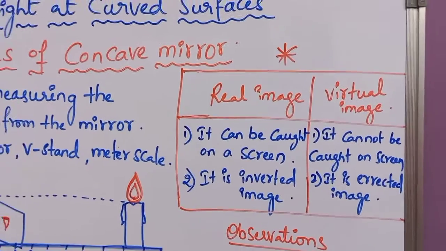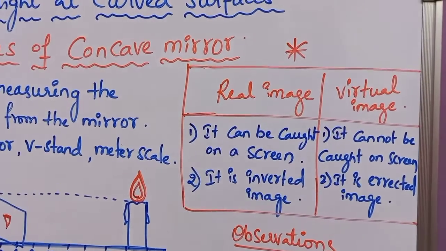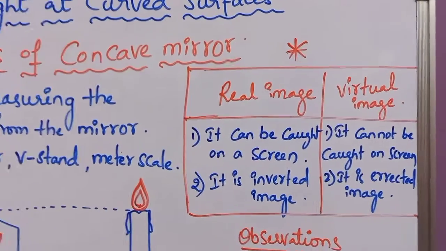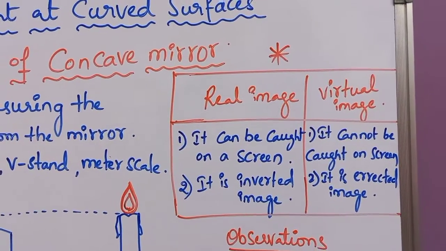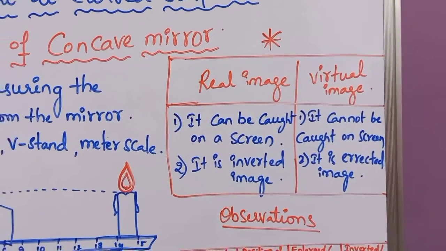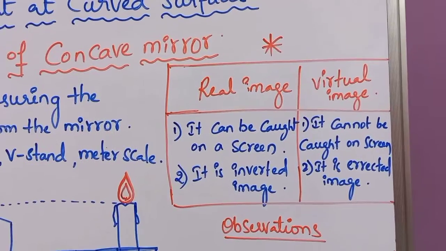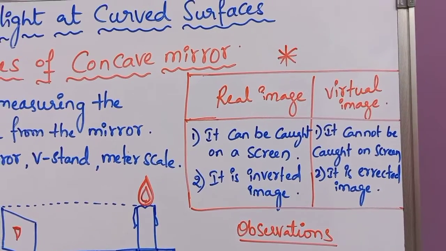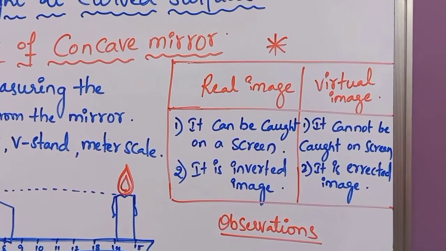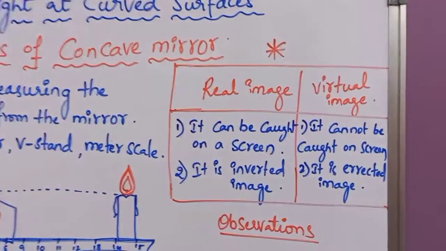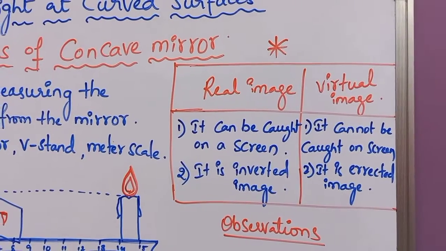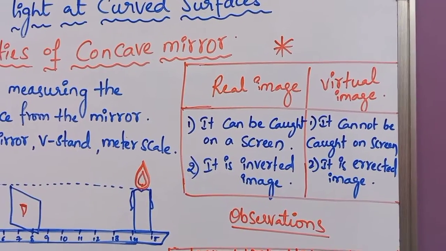Whereas certain objects, when we place them very near to the concave mirror, that means between the pole and focal point of the concave mirror, the image of the object cannot be caught on the screen, but it can be seen only inside the mirror. So based on this, we can understand that two types of images can be formed. Based upon the position of the object, certain images can be caught on your screen, whereas certain images cannot be caught on your screen, but they can be seen only in the mirror.